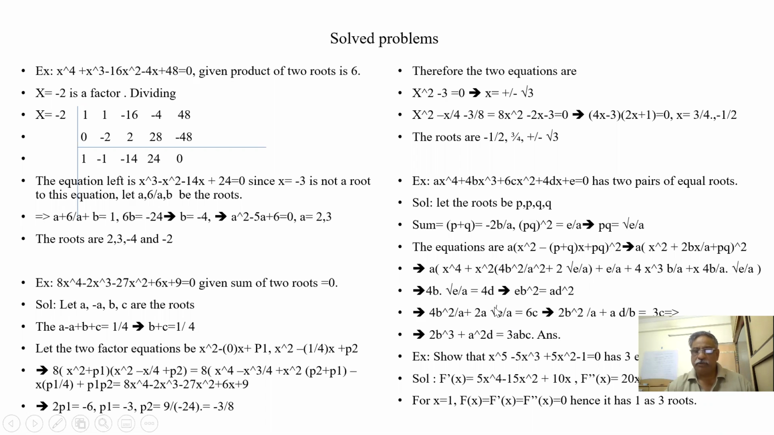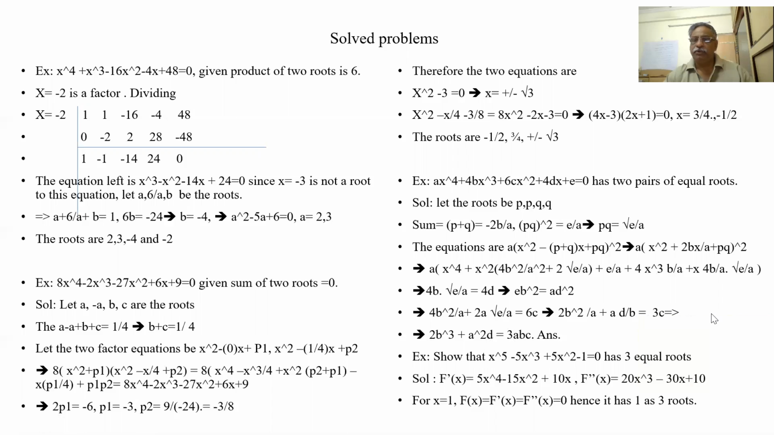When I substitute here root of E by A is D by B, I'm getting 4B square by A plus 2A into D by B. The 2 gets cancelled, 3C. So this AB will go here, 3ABC is equal to 2B cube plus A square D. The LCM is AB. This is multiplied by B, B cube. This is multiplied by A square D. So AB will go to the other side.